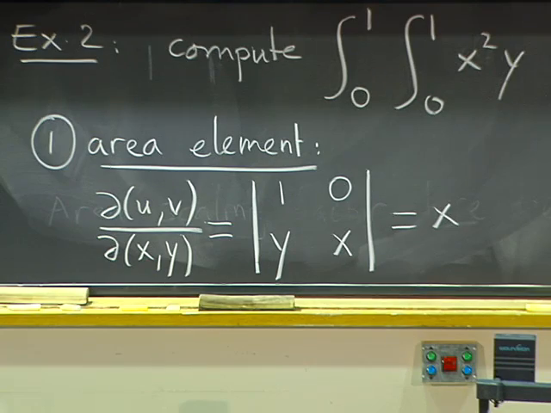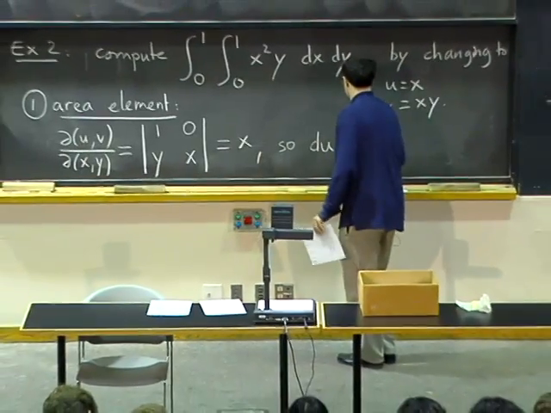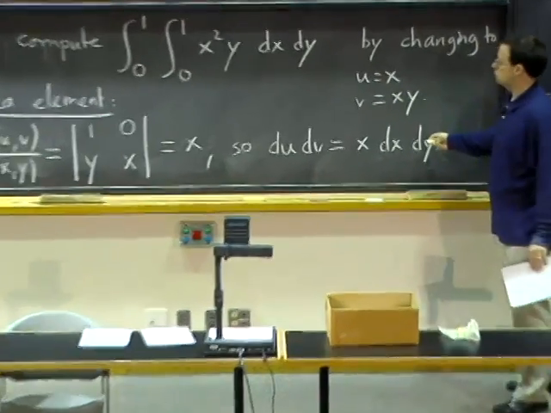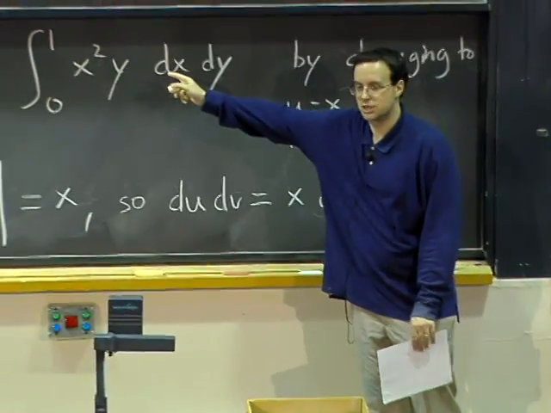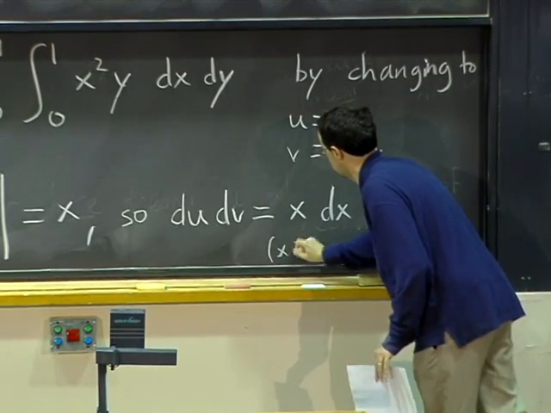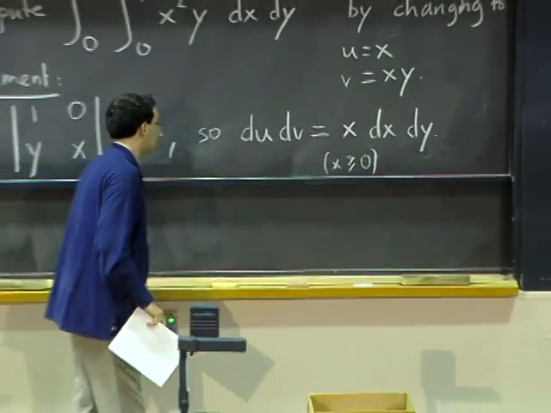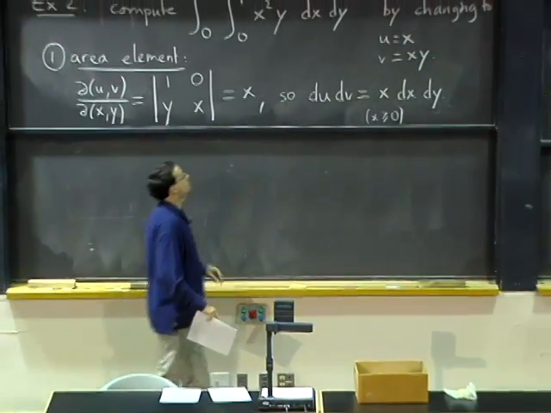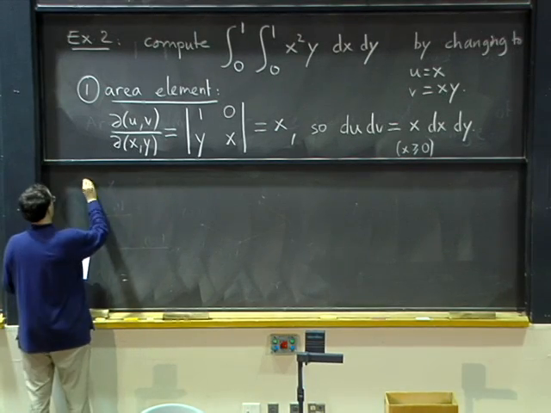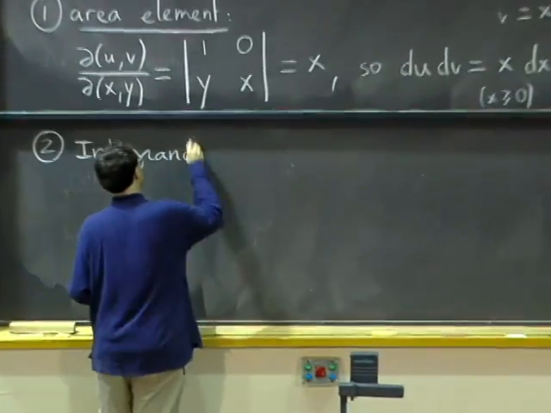So that means that du dv is x dx dy. Well, it would be absolute value of x, but x is positive in our region. So at least we don't have to worry about that. Okay. So now that we have that, we can try to look at the integrand in terms of u and v.